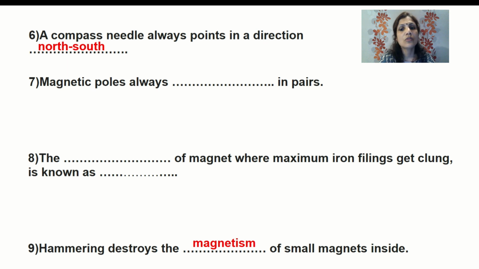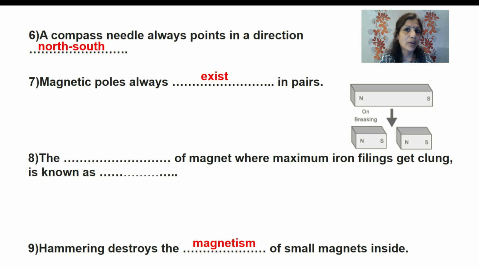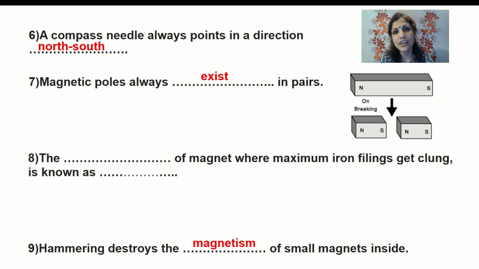Magnetic poles always exist in pairs. So even if you take a magnet and break it into pieces, each magnet will have two poles, that is north and south pole. So have a look at this figure and it will give you an idea that even if you break the magnet into a number of pieces, every piece of the magnet will have north and south pole.